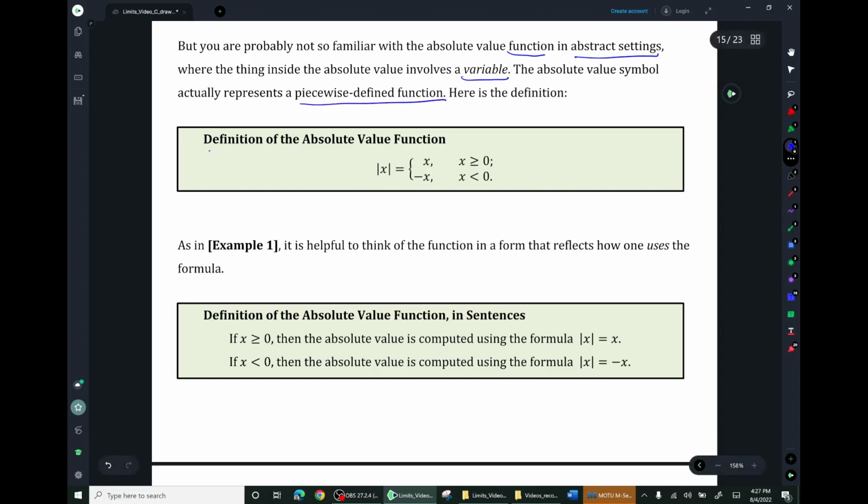Here it is. Here's the definition of the absolute value function. The absolute value of x equals x when x is greater than or equal to 0, but it equals minus x when x is less than 0.